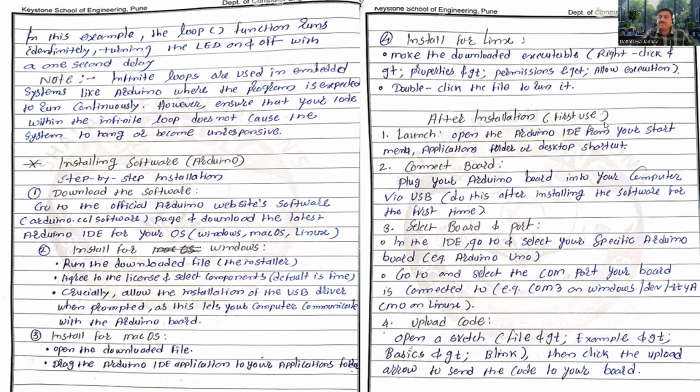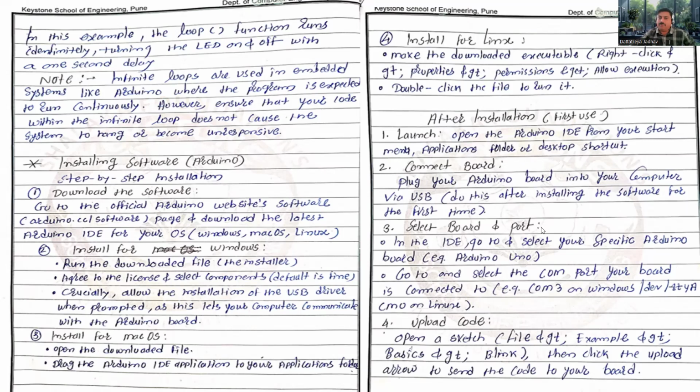After installation, first use the launch step. Open the Arduino IDE from your start menu, the application folder, or the desktop shortcut, wherever you have the file and shortcut. Connect the board: plug your Arduino board into your computer via USB. Do this after the installation of the software for the first time. Before installing the software, you do not connect your Arduino board. After installation, you go with the USB connectivity.